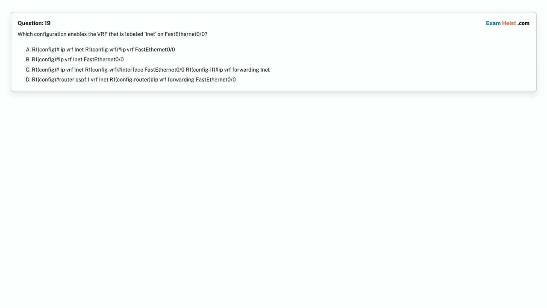Question 19. Which configuration enables the VRF that is labeled "INET" on Fast Ethernet 0/0? Option A. R1(config)#ip vrf INET, R1(config-vrf)#ip vrf Fast Ethernet 0/0. Option B. R1(config)#ip vrf INET Fast Ethernet 0/0.